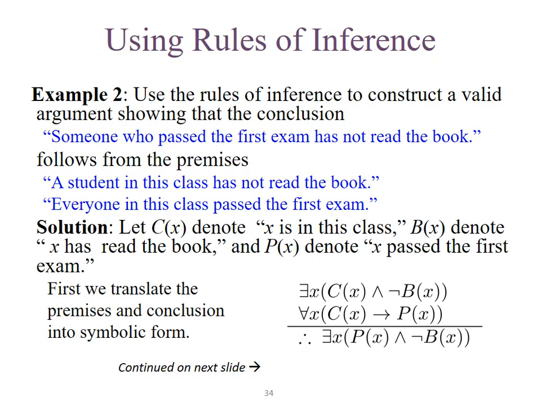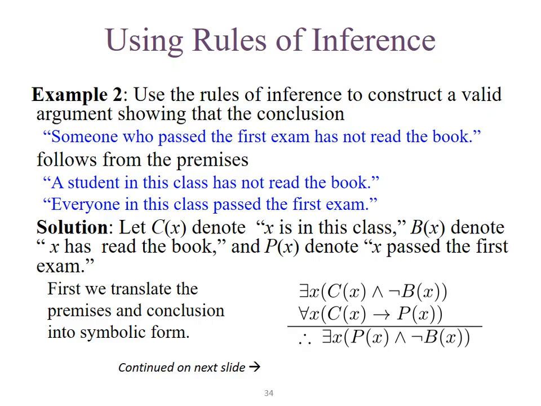Okay, so this is correct, right? Because one student has not read the book, and all students passed the exam. So that student passed the exam, but he hasn't read the book. So by its literal meaning, it's correct. But now let's prove this by rules of inference.